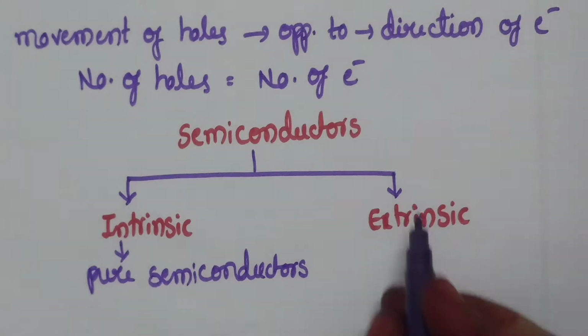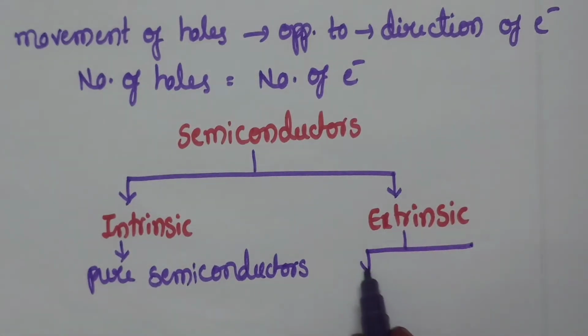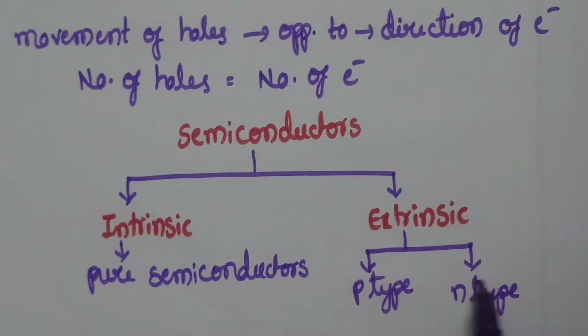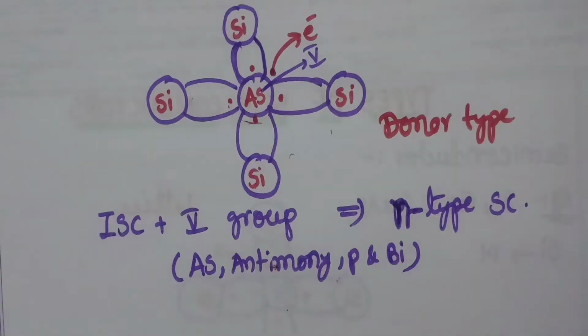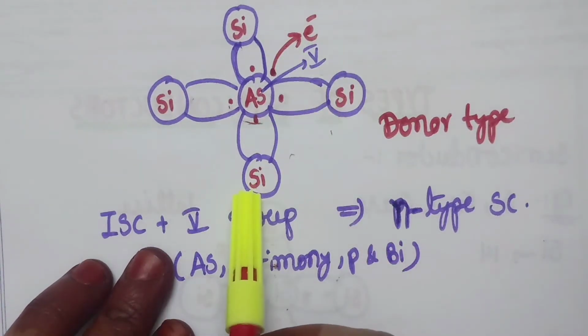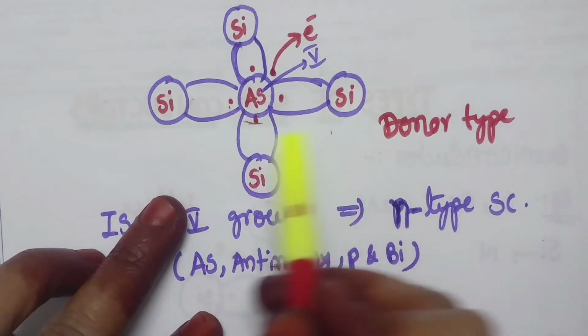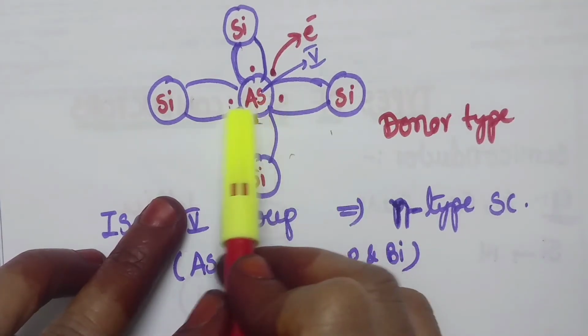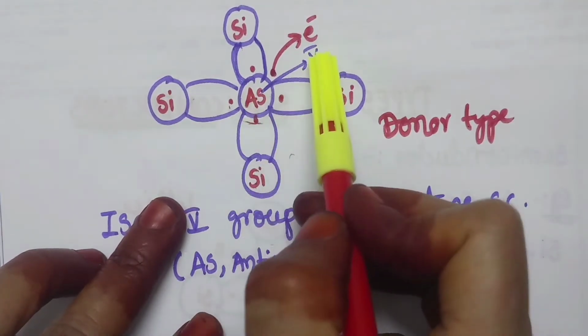In extrinsic semiconductors, we have again two types. One is the P-type semiconductor and the other one is the N-type semiconductor. These are different because the impurities added are different from each other. Let us discuss the extrinsic semiconductor with an example. Here, apart from silicon, there is one impurity called arsenic. This is from the fifth group.